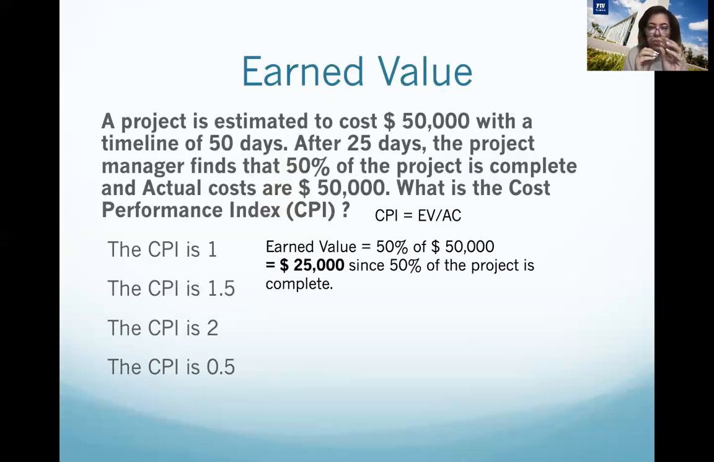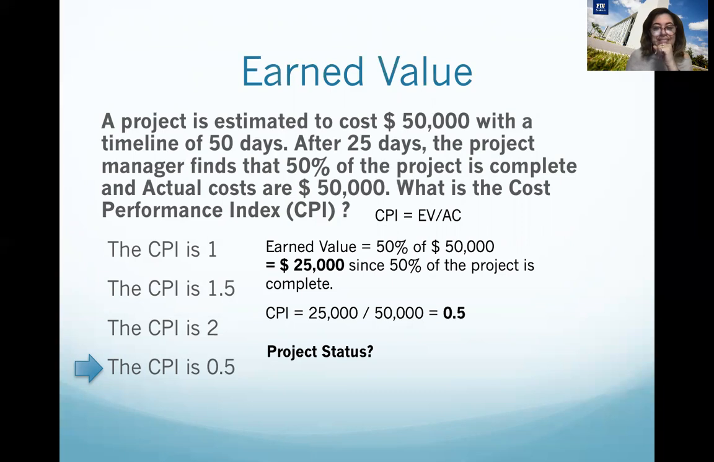Just replace the values, put them in the equation and divide: 25,000 divided by 50,000 is 0.5. So the answer is the CPI is 0.5. Remember that for the performance index, less than 1, what is the assessment from the expert? What is the project status? We're not doing good. A value less than 1 indicates cost overrun, or over budget, in the project.